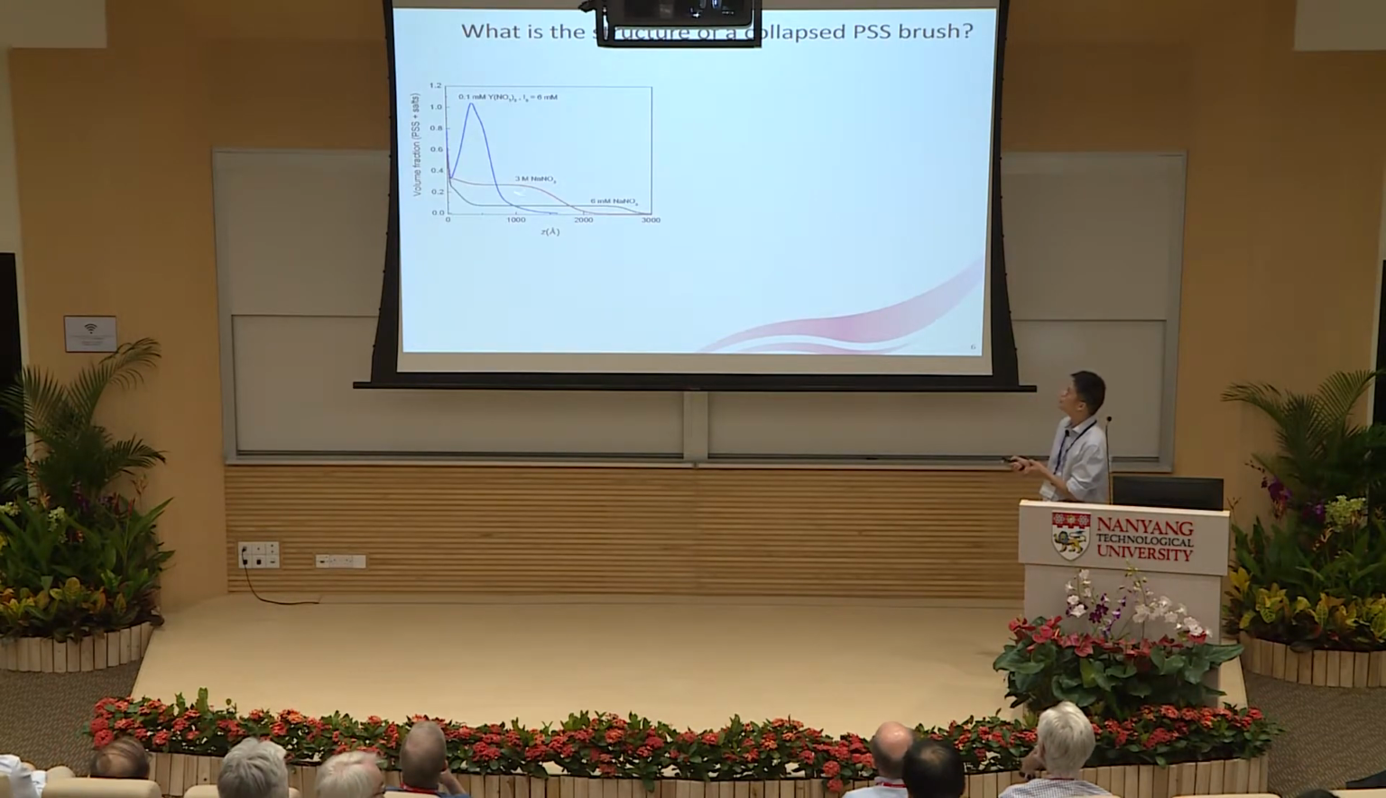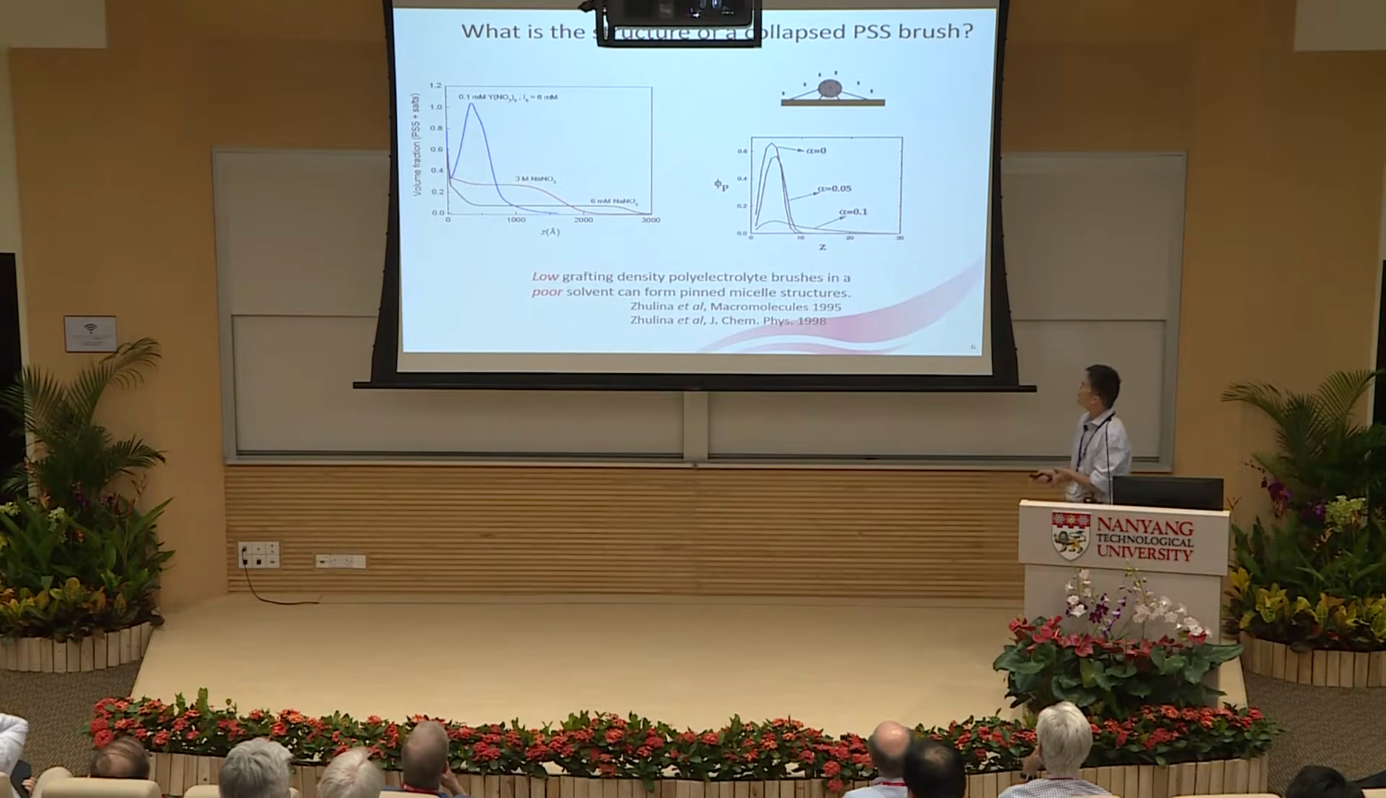We can also collapse the brush by using a high concentration of monovalent salt. But there, we still get a parabolic volume fraction profile. So that's definitely something related to the trivalent salt. So we looked at the literature, and we came across studies on the solvophobic effect on polyelectrolyte brushes. About 2 decades ago, Zhulina published a couple of papers showing that for low grafting density polyelectrolyte brushes in poor solvent, they form this micellar structure, also called pinned micelles.